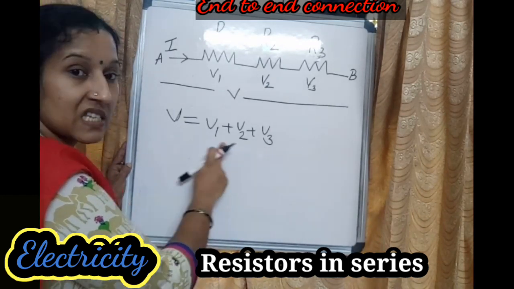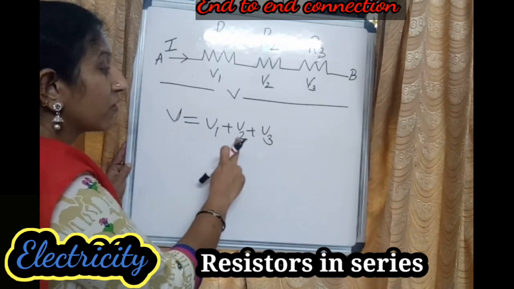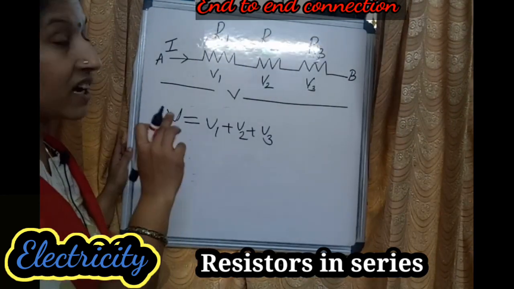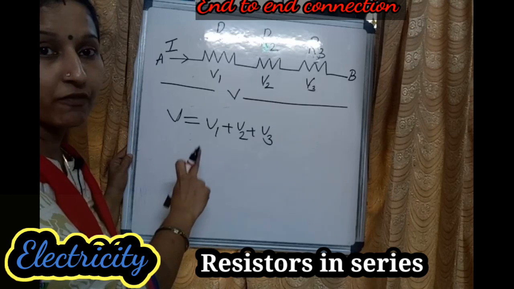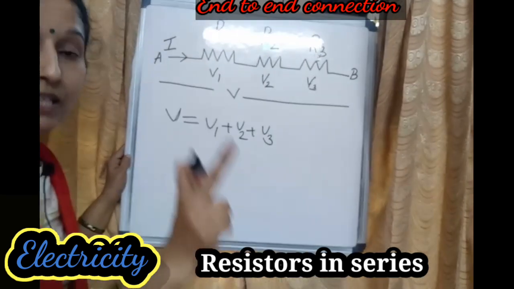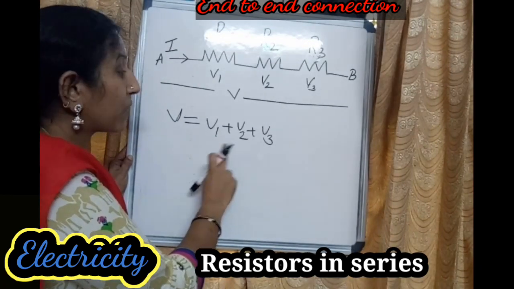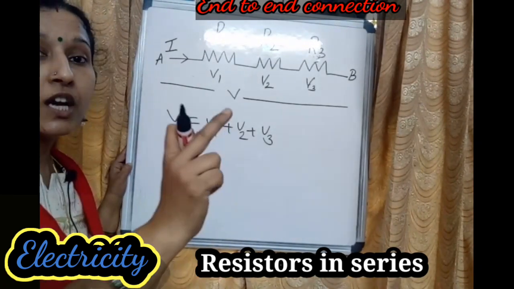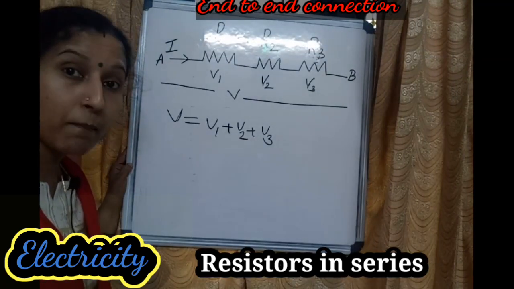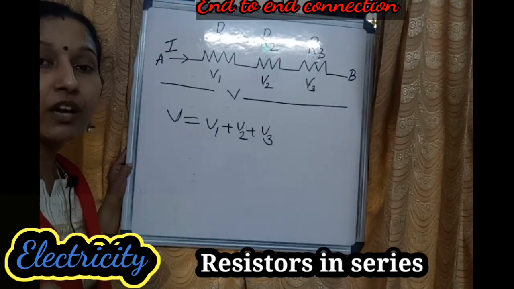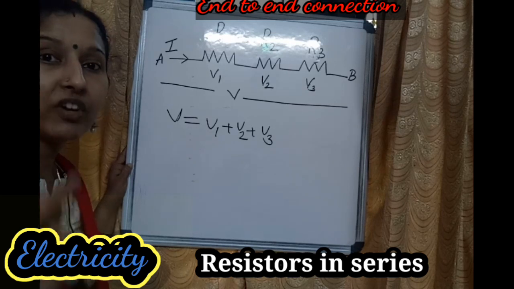If we prove this, V equal to V1 plus V2 plus V3, we can derive the equation for series connection. For that we have to prove that V equal to V1 plus V2 plus V3, which means total potential difference is the sum of individual potential differences.